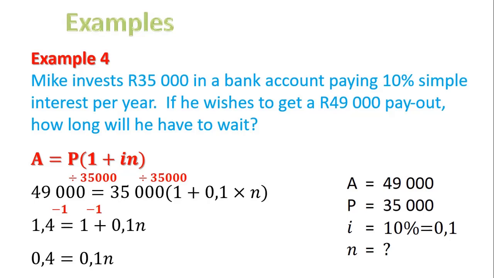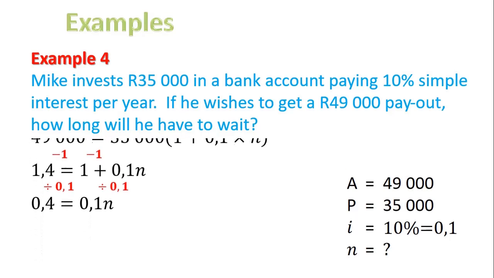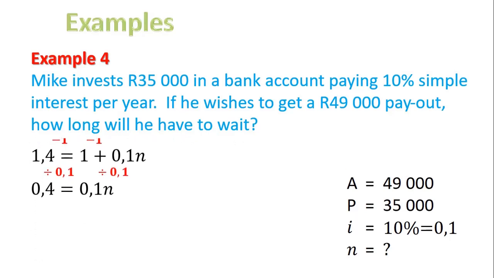Now I don't want 0,1 n, I want n by itself, and so I divide by whatever's in front of my letter. In this case I divide both sides by 0,1. Then 0,4 divided by 0,1 will give me 4 equals n. In other words, Mike's going to have to wait for 4 years if he wants to get 49,000 out.